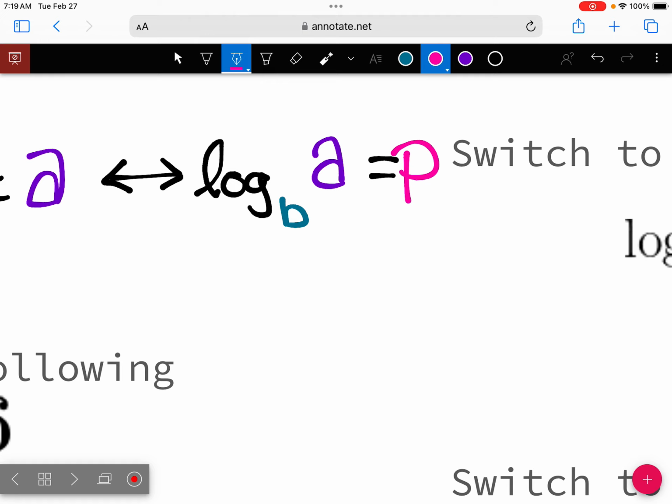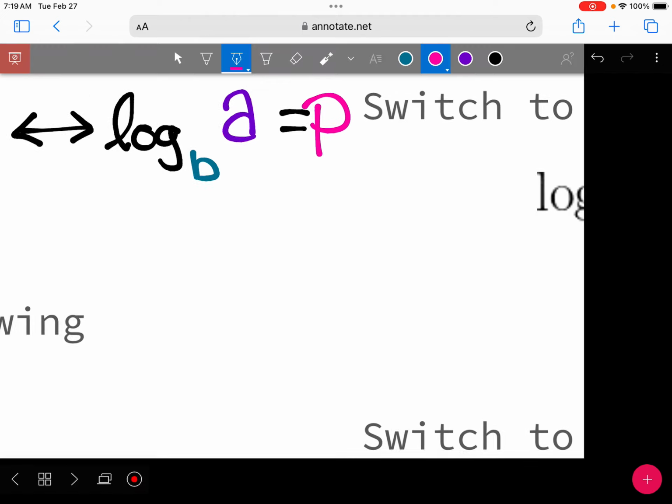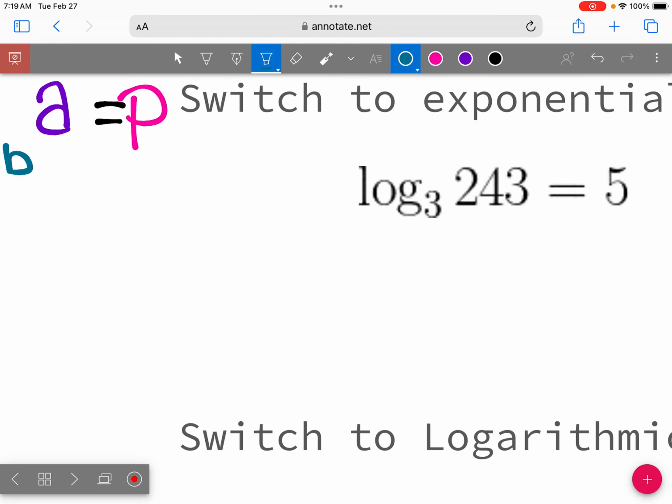So for this first one, we're trying to switch it to exponential form. Our first step should be to find our base. What's our base? 3. Turn our audio down. It is in this corner. I can hear it up here. 3. What is our power? 5.